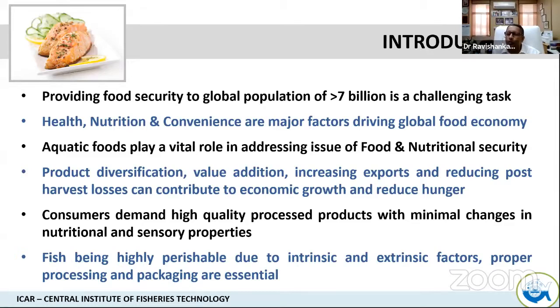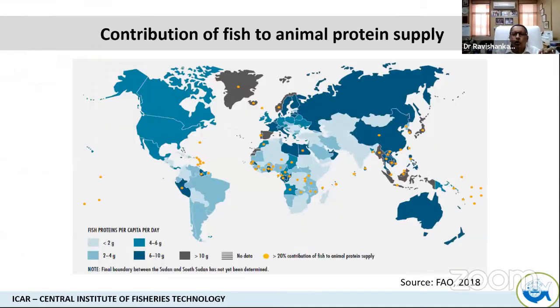At the same time, consumers, in the COVID context, prefer a more convenient product which is safe and of high quality. And again, we are trying to address minimal processing, because when we do too much processing, there can be loss of nutrients, the vital vitamins and all that. Fish is highly perishable, not like other food commodities, so we need to address all the intrinsic and extrinsic factors. That's where we need proper processing and packaging technology. That's what I'm going to talk about today. If you see the contribution of fish, you see where India stands.